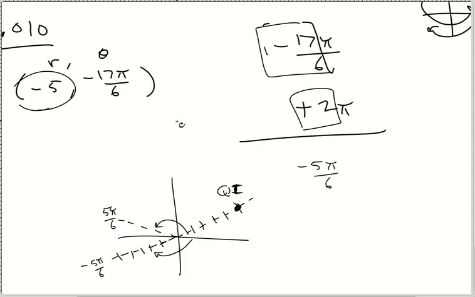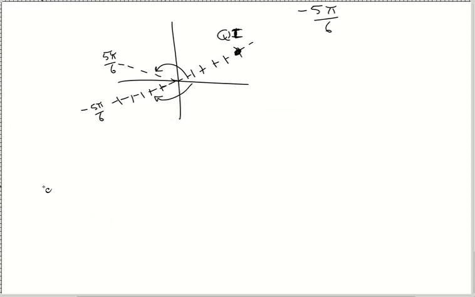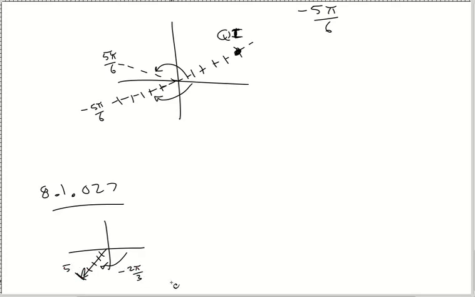Okay. Next question. 81027. They give me this graph, and it's going down here. It's got 5, so 1, 2, 3, 4, 5 distance. And this is a negative 2 pi over 3. Sounds so familiar. They want to convert this into x and y coordinates.